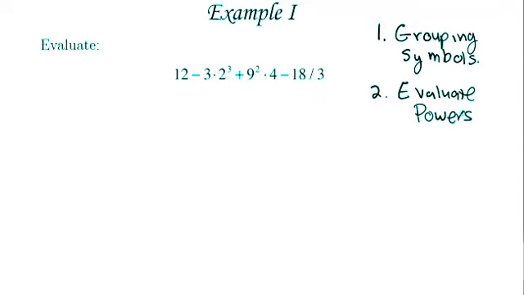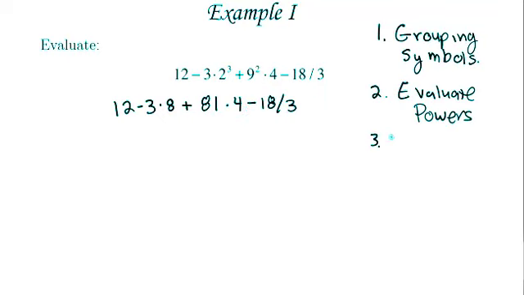Beginning over here on the left, 12 minus 3, and I have a power. I have 2 cubed. So 2 times 2 is 4, times 2 is 8, plus 9 squared. So it's simply 9 times 9, which is 81, times 4 minus 18 divided by 3. I look through, I've evaluated all the powers.